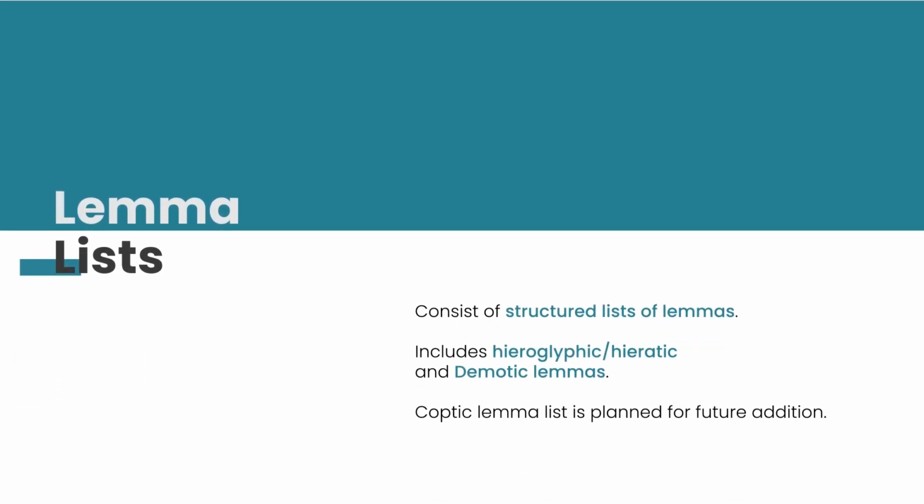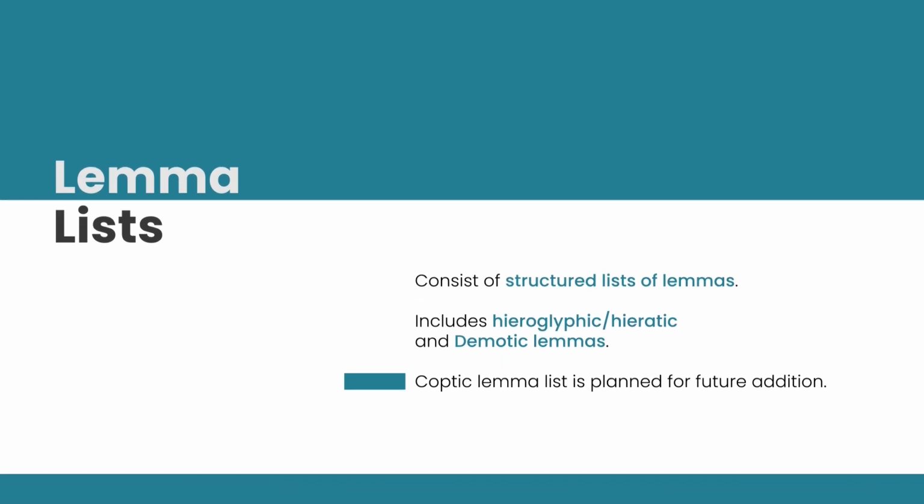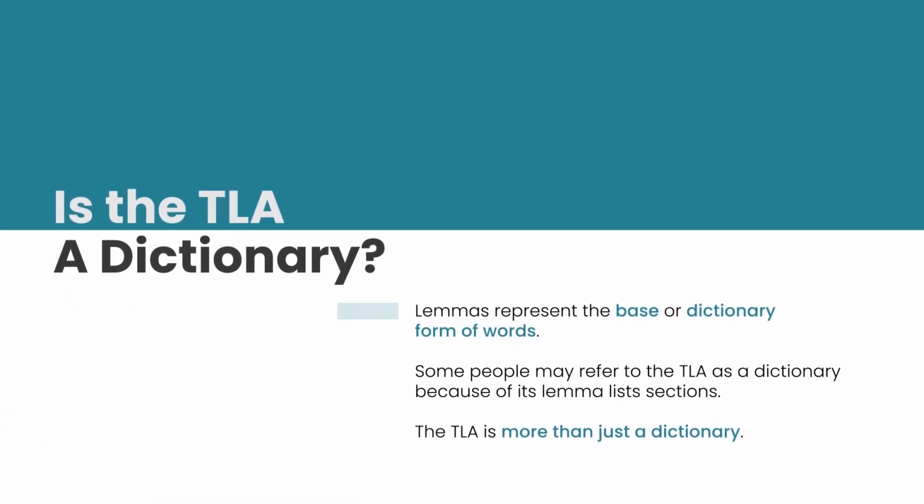The lemma lists in the TLA consist of a structured list of lemmas or lemmata for the ancient Egyptian languages. They are separated into lists of 1. Hieroglyphic hieratic and 2. Demotic lemmas. A Coptic lemma list is planned for future addition. Lemmas represent the base or dictionary form of words, and this is why you may hear some people refer to the TLA as a dictionary, or at least reference its lemma list section as a dictionary.